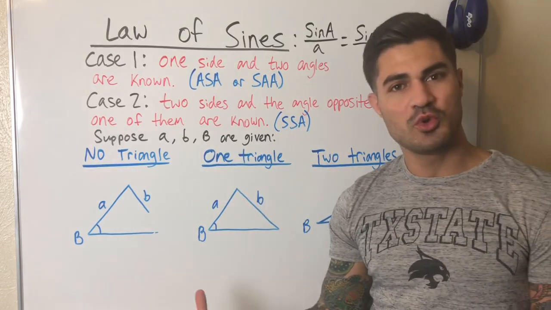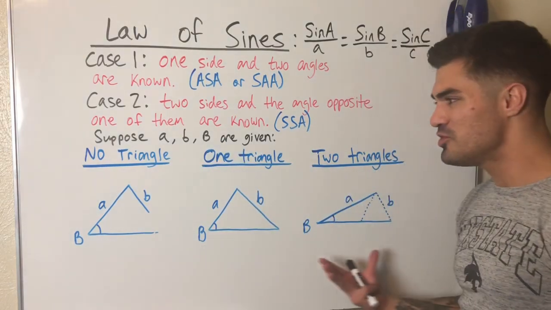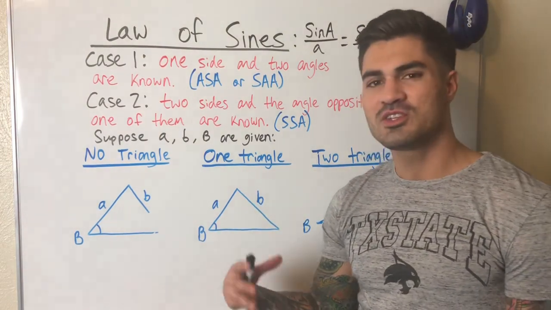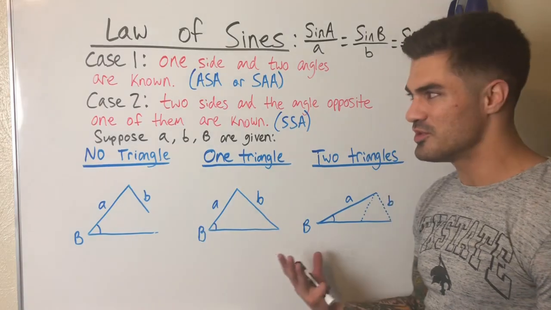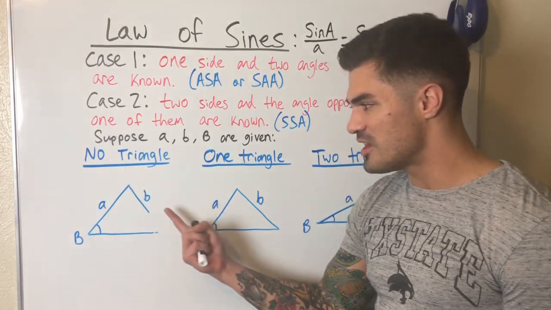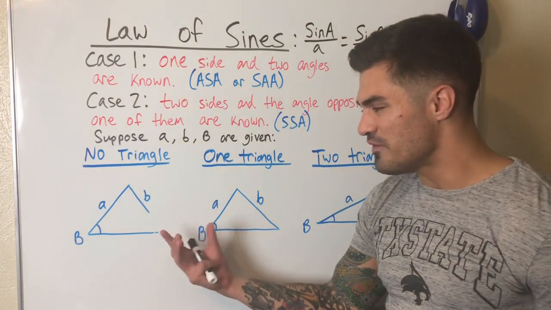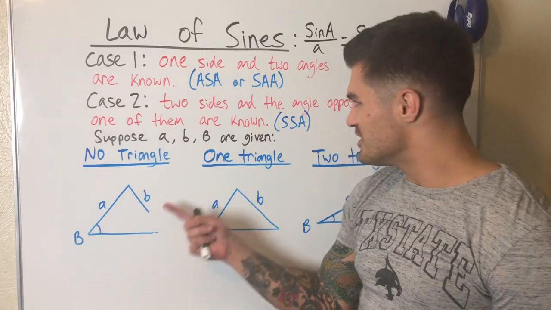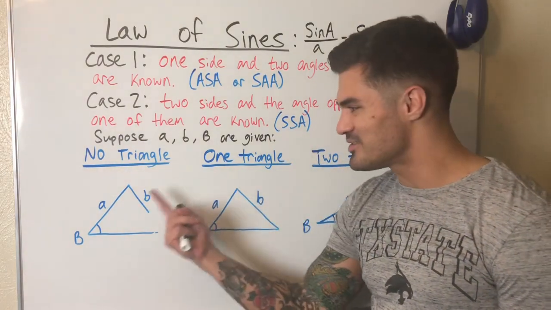If you're a visual learner, maybe looking at these can help you understand why we have these three possibilities. Again, we're given angle B, side A, and side B. I could change this to angle A if I want; it would literally just be this mirrored. It doesn't matter. So again, this is the SSA or the ASS case or whatever you want to call it.